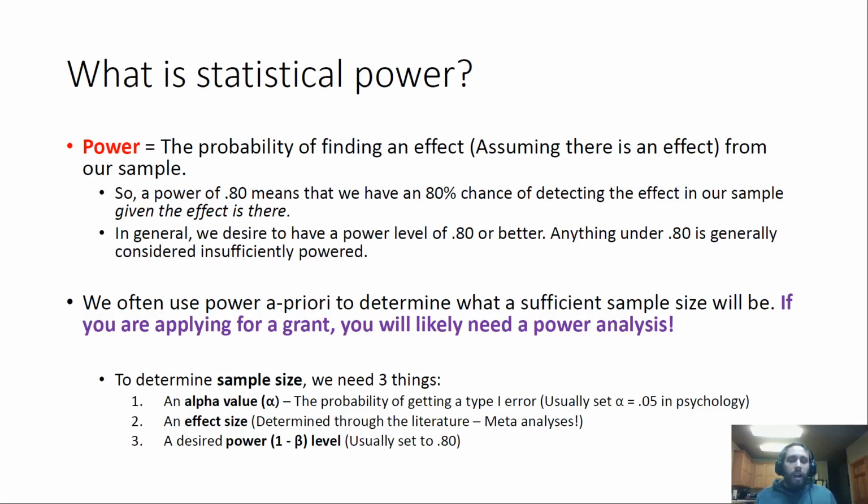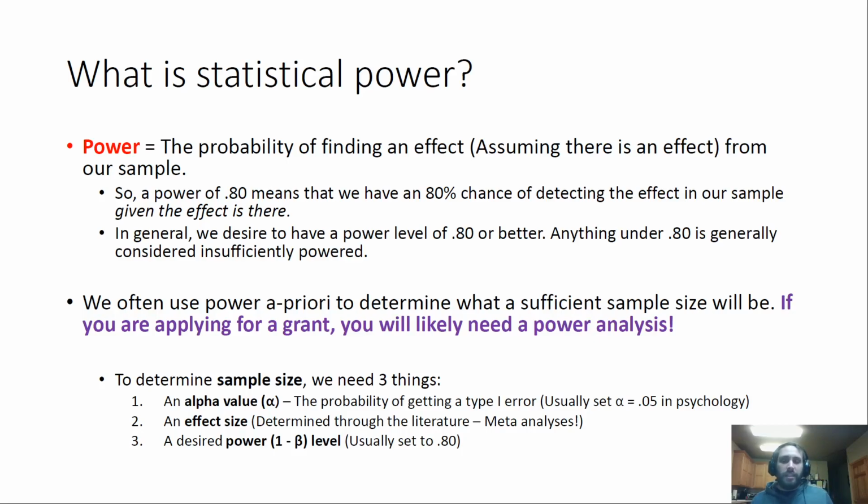Additionally, we often do power analyses a priori, which means we do it before the start of the study so that we can determine what our sample size is. This is an extremely important topic because if you're applying for some sort of grant and you want a lot of money for a research study that you really want to run, you're going to have to do a power analysis. The grant is likely going to want you to be sure that you're not wasting their money and that you have the sample size appropriate for running the study.